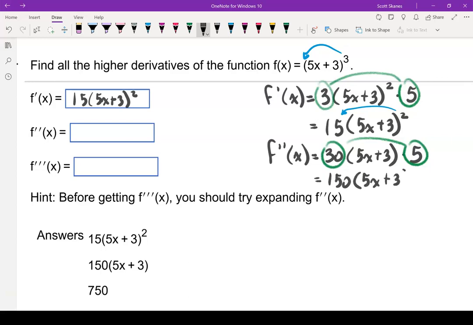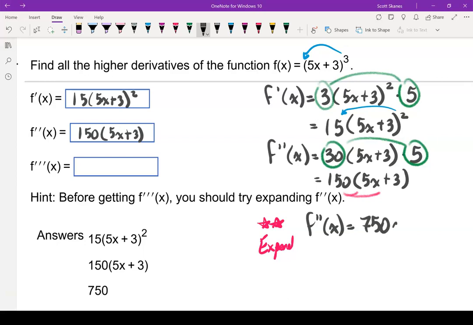So I've done this question before on the assignment. I've done all these before on the assignment. But that's our second answer. Now some students would expand this here. I really want to suggest that you expand it before getting the third derivative. So f double prime, I'm not getting another derivative, I'm just expanding it to make it easier in this case. 150 times 5 is 750, so it's 750x, plus 150 times 3 is 450.